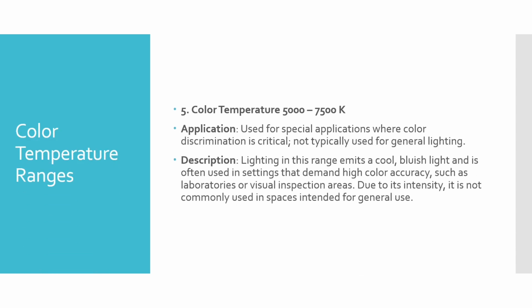Color temperatures between 5000 to 7500 Kelvin produce a very cold bluish light. This intense lighting isn't common for everyday spaces because it can feel stark and uncomfortable. However, it's essential in specific environments where seeing true, precise colors is critical. For example, this lighting is often used in laboratories, visual inspection areas, or places where exact color discrimination is required.